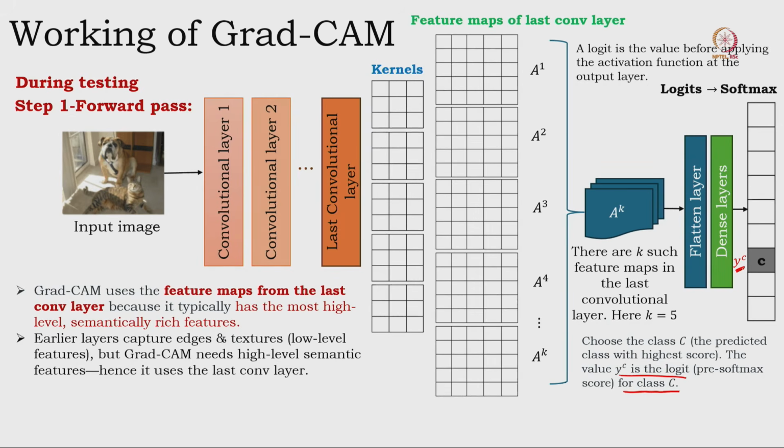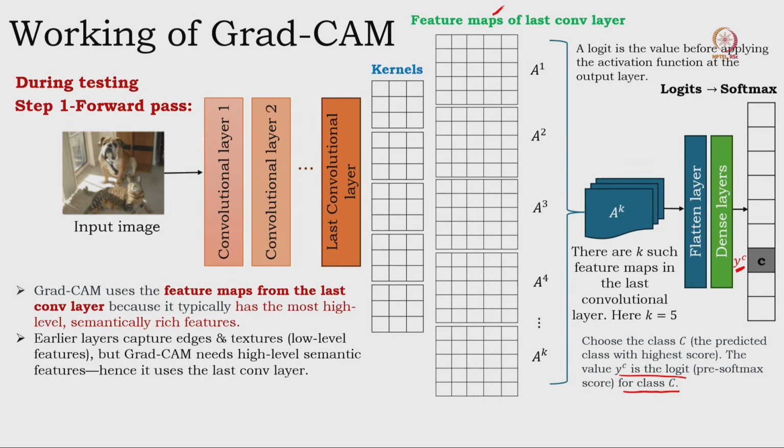Now, the most important question is, why are we focusing only on the last convolutional layer? Let us try to understand why the focus is only on the last layer. Why not the beginning layers? What is the reason?